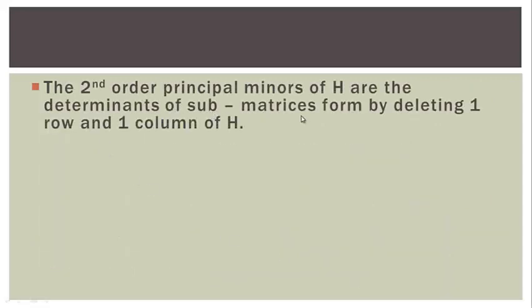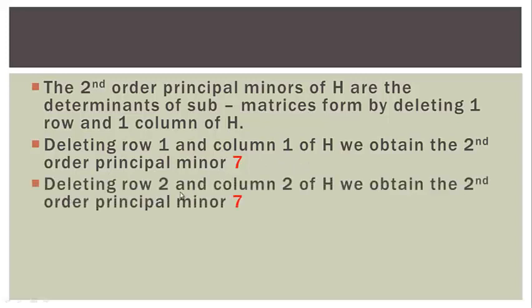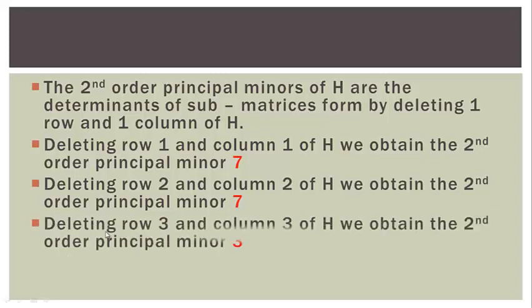The second order principal minors of H are the determinants of submatrices formed by deleting 1 row and 1 column of H. That's any 1 row and any 1 column of H. So deleting row 1 and column 1 of H, we obtain the second order principal minor of 7. Deleting the second row and the second column of H, we also obtain the second order principal minor of 7. And deleting the third row and third column of H, we obtain the second order principal minor of 3.